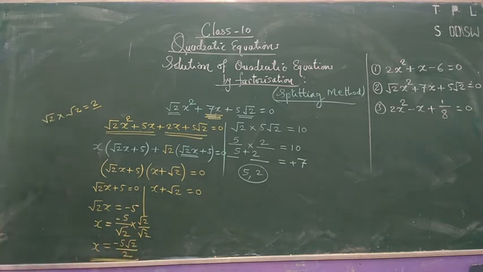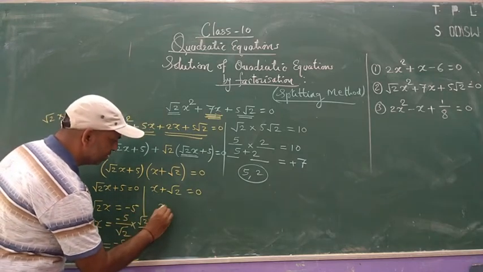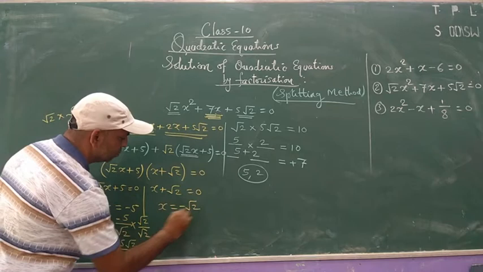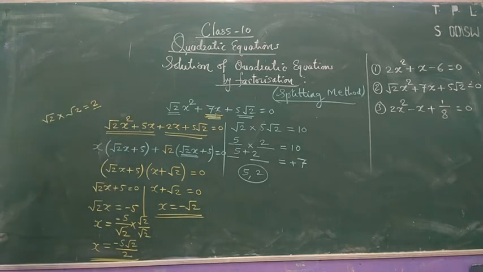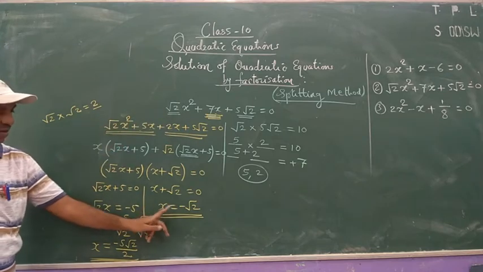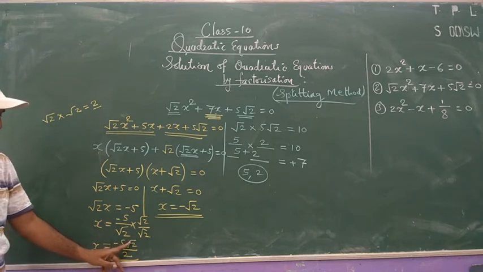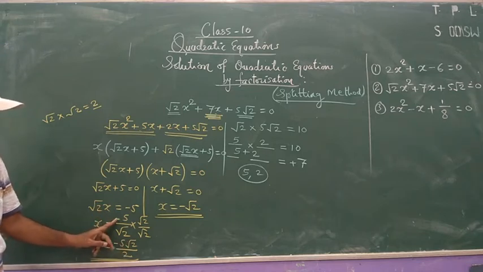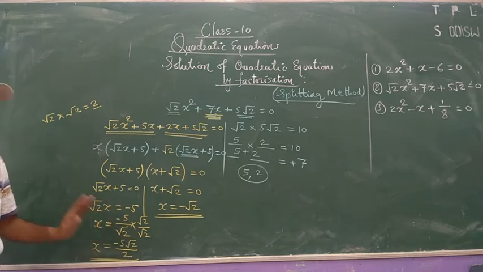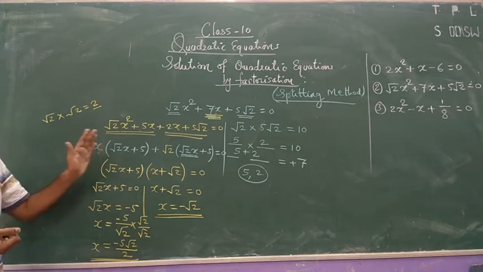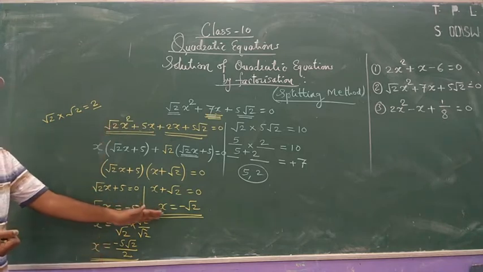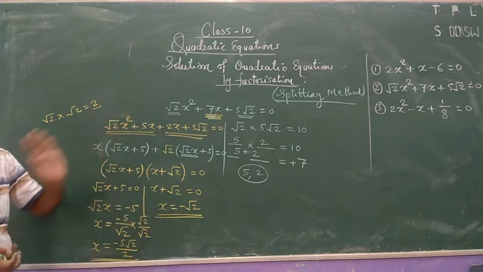So this is our first root of this quadratic equation. Now what is the second root? It's simple here, minus √2. So this is our second root. Okay, so what are the roots of this given quadratic equation? Minus √2 and minus 5√2 by 2, or you can write minus 5 upon √2. These are the roots of the given quadratic equation, and this is the method by which we can easily find the roots of a quadratic equation.